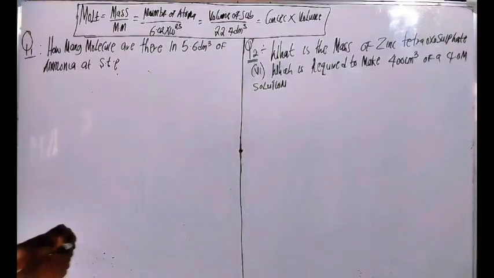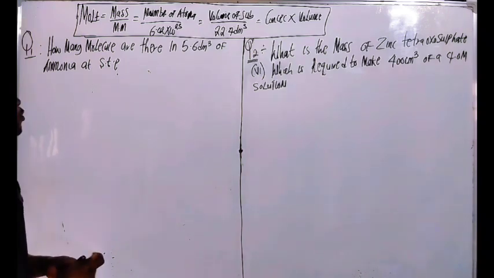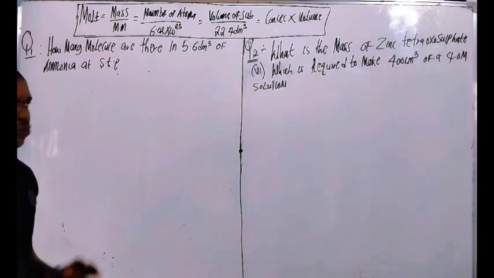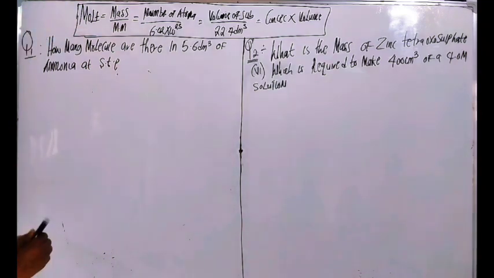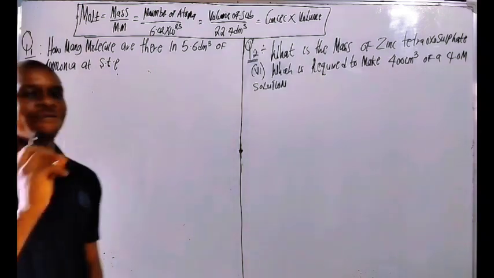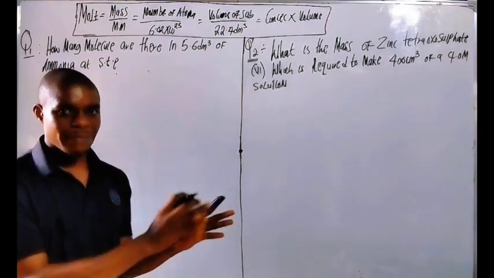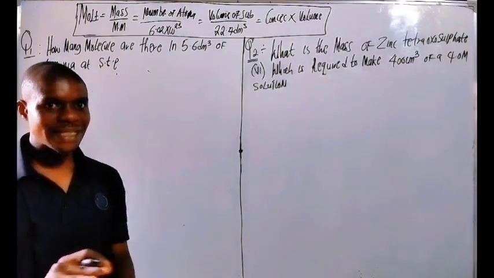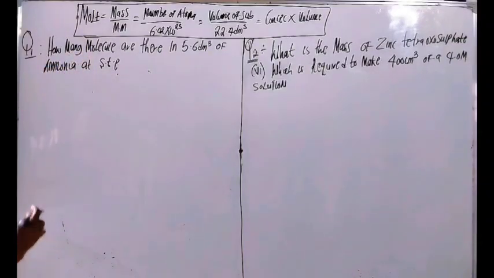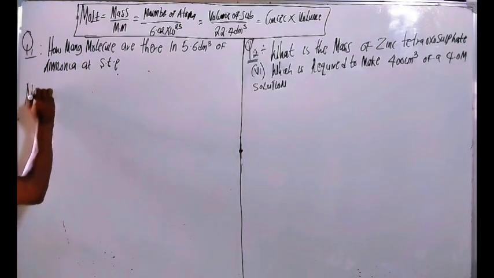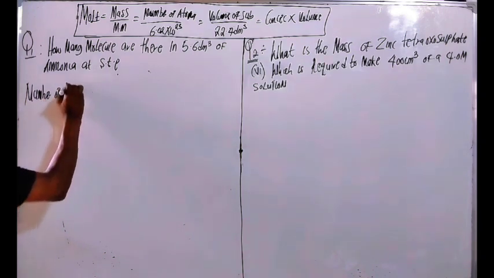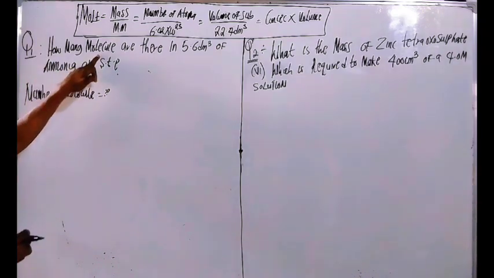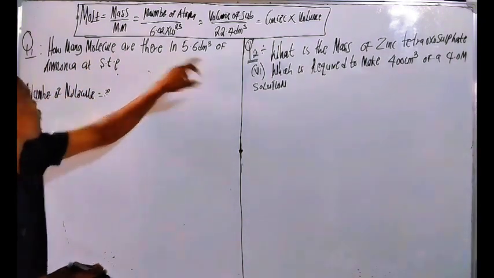How many molecules are there in 5.6 dm cube of ammonia at STP? Very important. How many molecules? Now look at all the formulas here. The first thing to do is write out all the parameters, the values given to us, then what they say we should calculate. As easy as that. So we are being asked to calculate the number of molecules. Very important. How many molecules are there in 5.6 dm cube of ammonia?